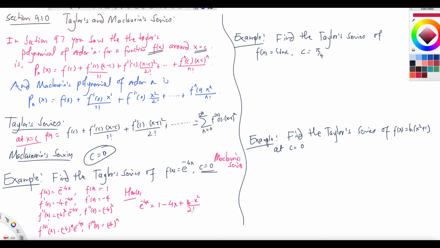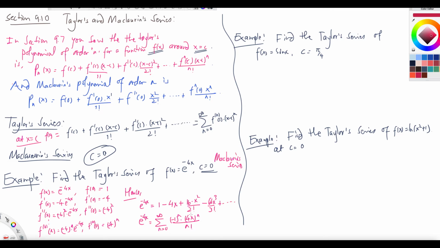You get 2 factorial. And then plus, okay, f triple prime will be negative 4 to the cube, that will be negative 64, right? So you don't need plus there, you will write negative 64, you get x cubed over 3 factorial and then plus so on. But if you write that in the series format, you get e to the negative 4x equals summation n equals 0 to infinity, right? And then you write negative 1 to the n times 4x to the n over n factorial.